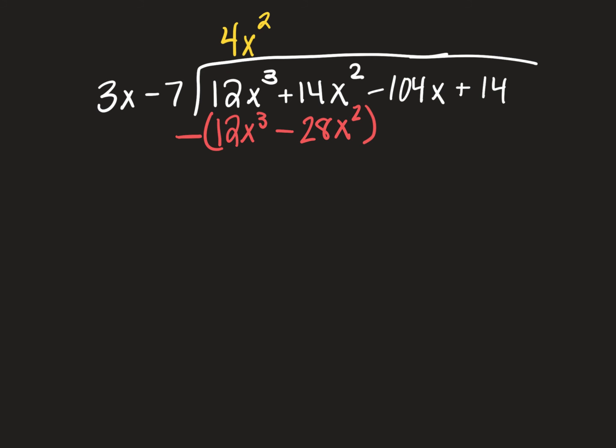Okay, so remember, you're subtracting here. This sign in the middle is always going to change. So now it's adding? Yeah, so now we make it a plus. So we're doing 14 plus 28, which is 42. Good job.